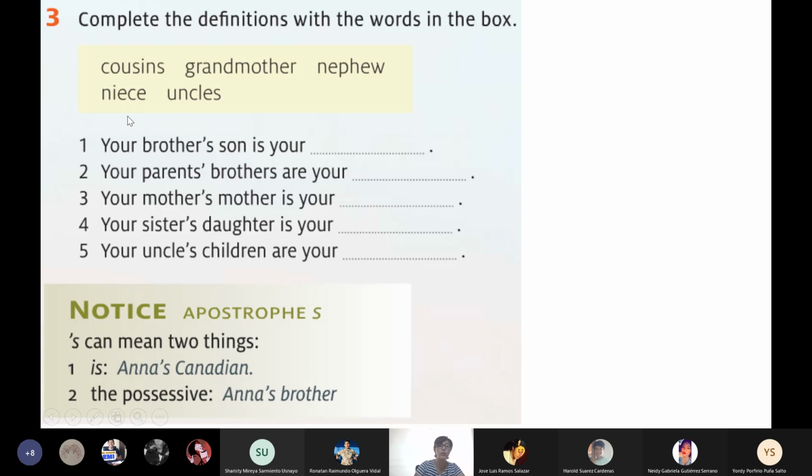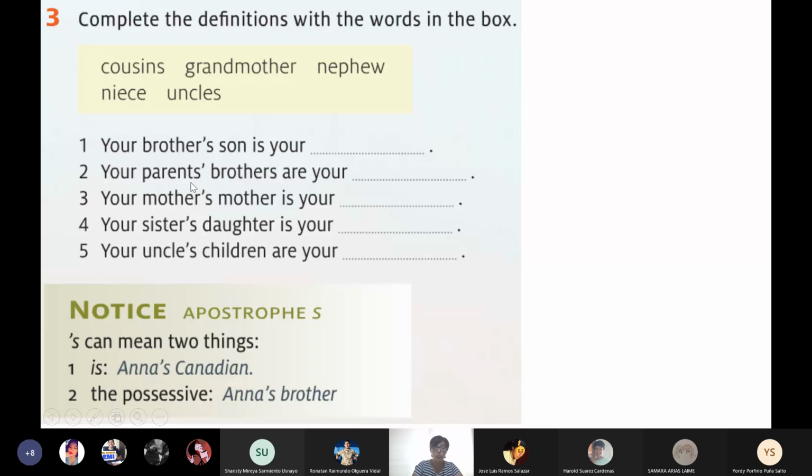What about number 1? How do you understand this sentence? Your brother's son is your... So we're going to talk about the son of your brother is your... Nephew? Okay. Yeah, that's it. The son of your brother is your nephew, right? Your brother's son is your nephew.